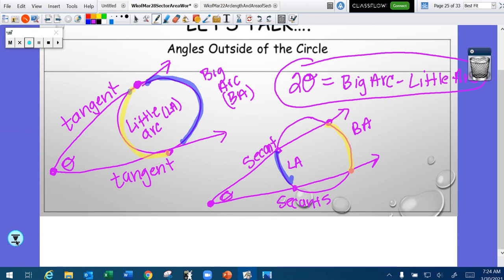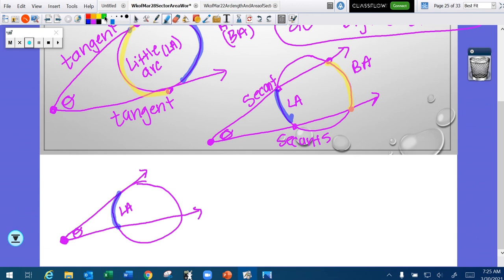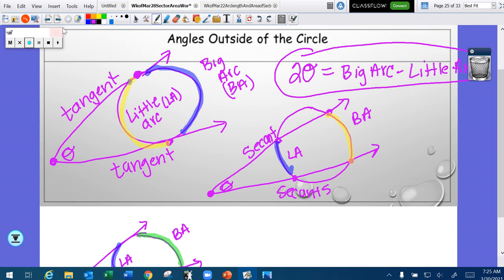There's also a third angle that happens. So what happens when you have a tangent and a secant that intersect? And there's that vertex right there. The angle is still on the outside. We're going to call this the little arc. And we're going to call this one out here the big arc. Okay? And we go from there, and we use the same formula. Make sure you write this down because you're going to need it to solve the problem.